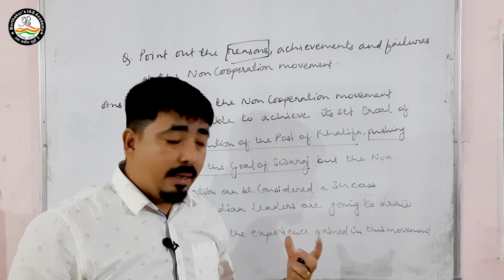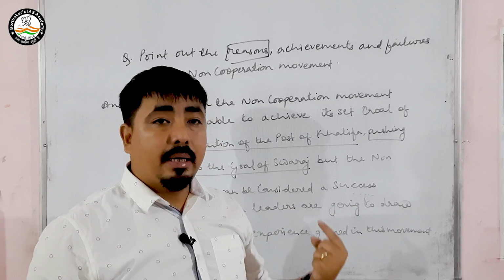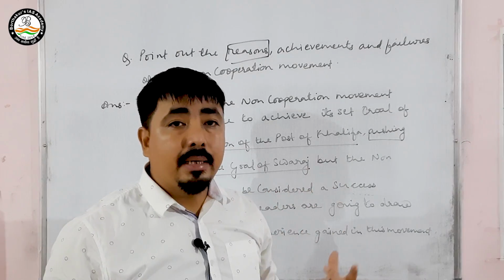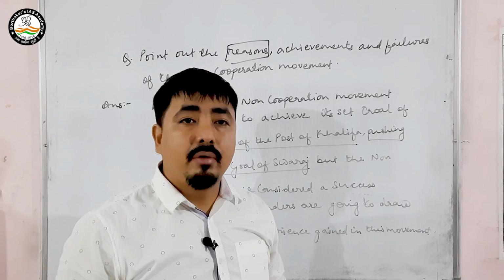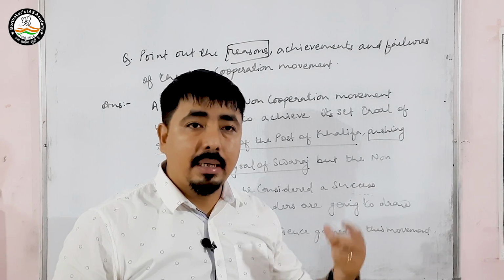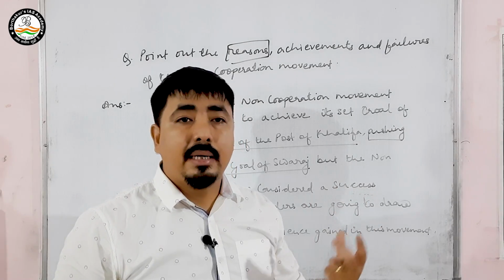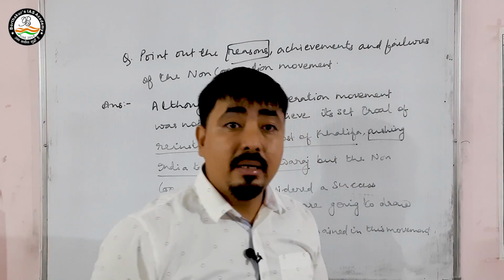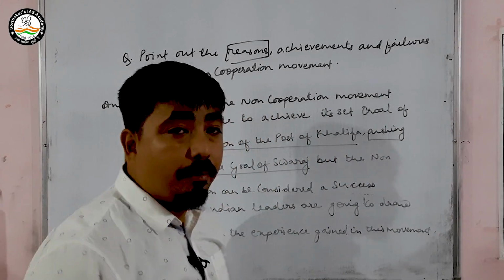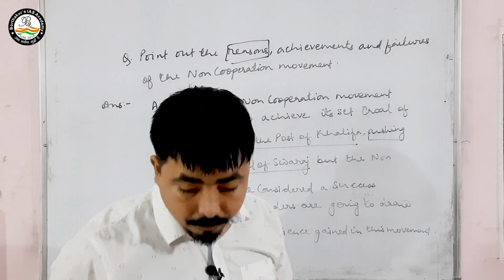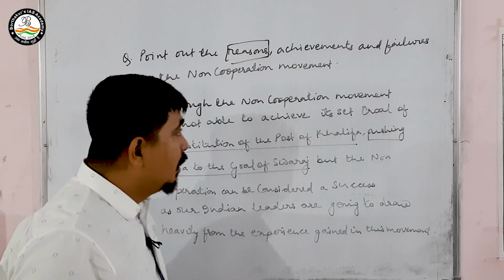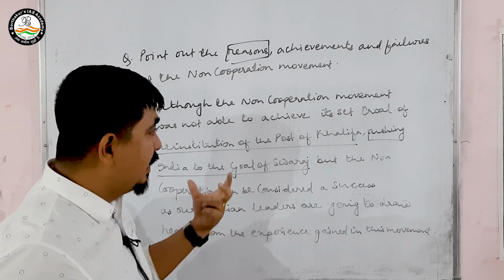It was on the back of the momentum built by the non-cooperation movement that the future struggles of India were carried forward. Take for example the civil disobedience movement and the Quit India movement. They are going to get inspired from this non-cooperation movement. So this is how you write a conclusion.